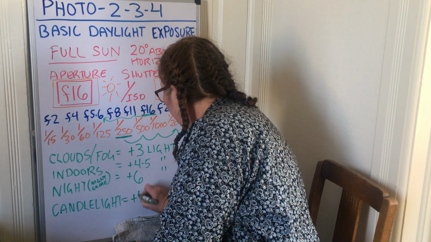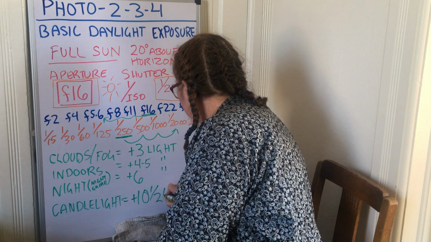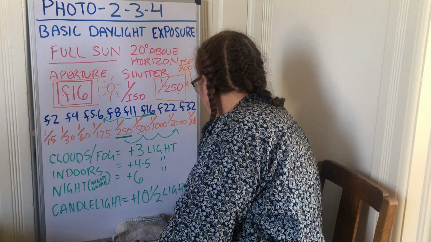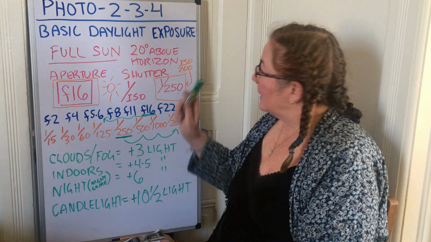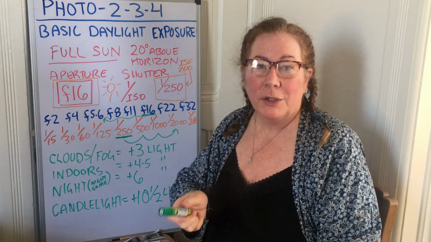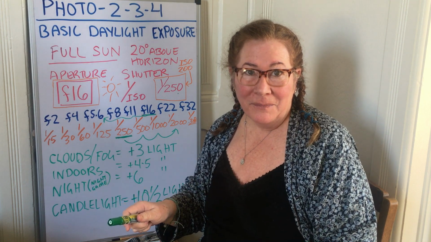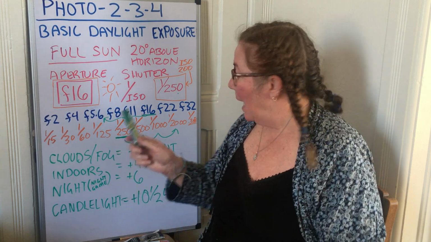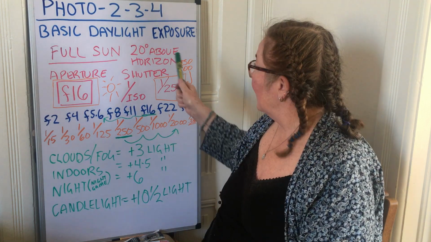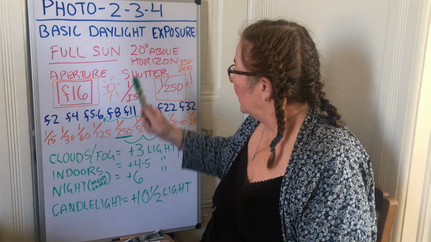You're going to need 10.5 more stops of light, right, to do that candlelight exposure. So the Sunny 16 rule, you guys, works no matter where you're at in the world, right? Because the sun is the same brightness all over the world. And as long as it's sunny out and the sun is 20 degrees above the horizon, okay? So full sun, 20 degrees.